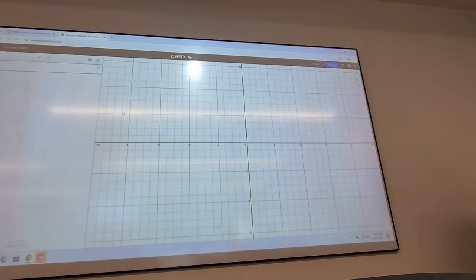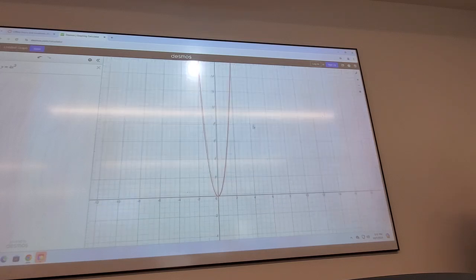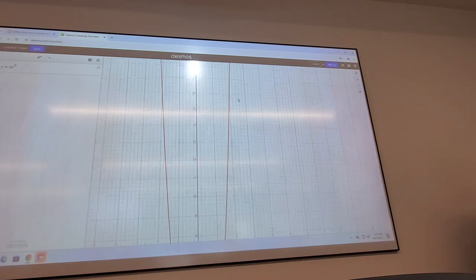All right, what was it? It was y equals f of x equals 4x squared. Okay, and the point was 2, right? So that would be 2, 16. Good job, John.